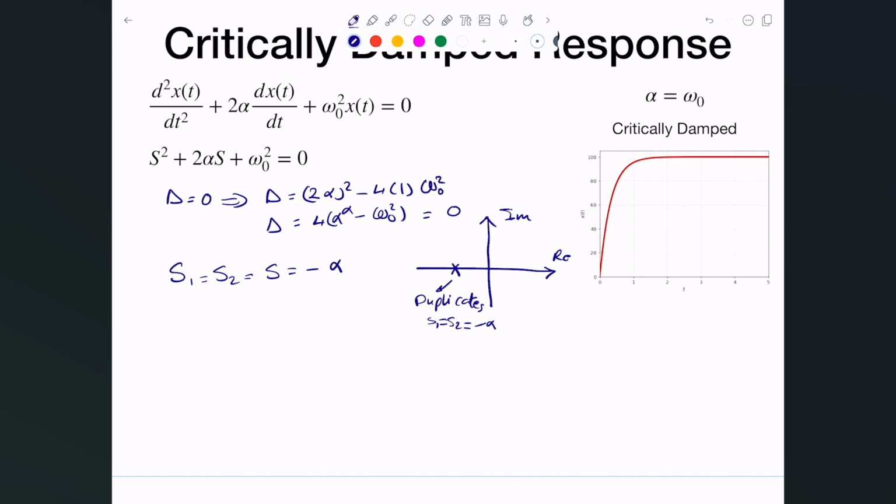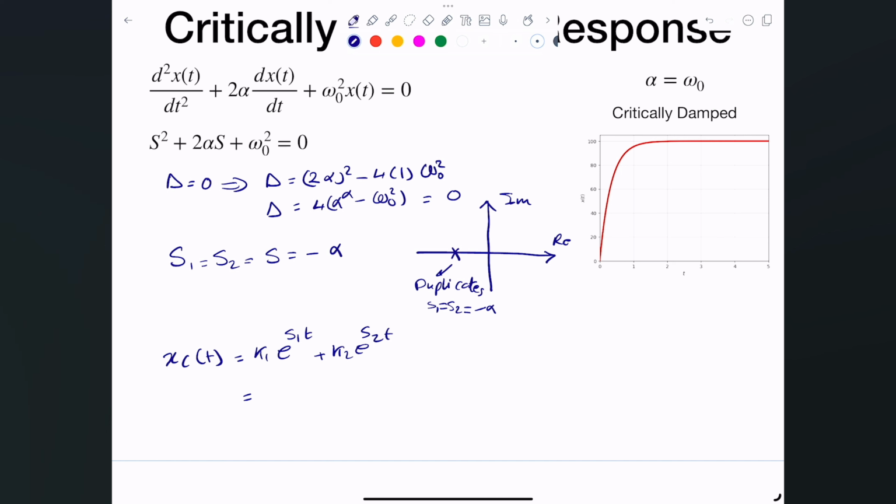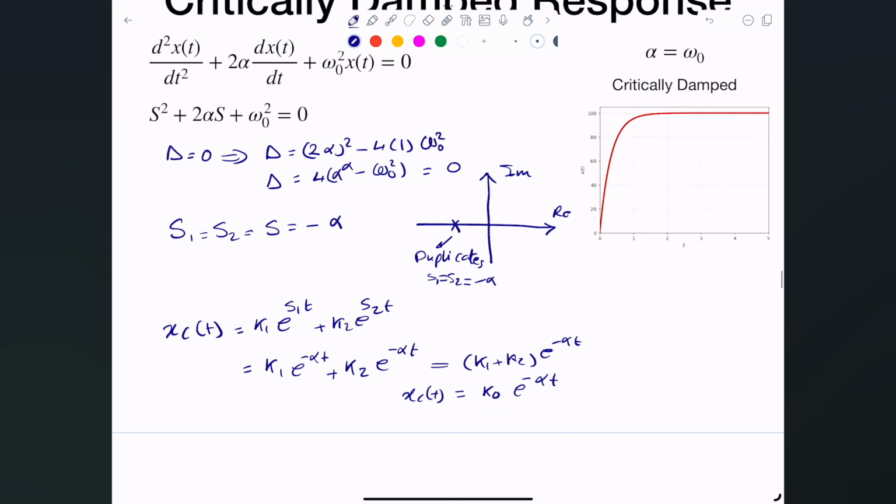All right, so initially what we said is the complementary solution for such a homogeneous equation should be of the form k1 e to the power of s1 t plus k2 e to the power of s2 t, because we assume that s1 and s2 are different. So if you substitute what s1 and s2 are equal to, which is just simply negative alpha, you'll end up with k1 e to the negative alpha t plus k2 e to the negative alpha t. That means it's just simply k1 plus k2 times e to the negative alpha t, which I can rename as k0 e to the negative alpha t, and that's the complementary solution. Well, this is a solution.